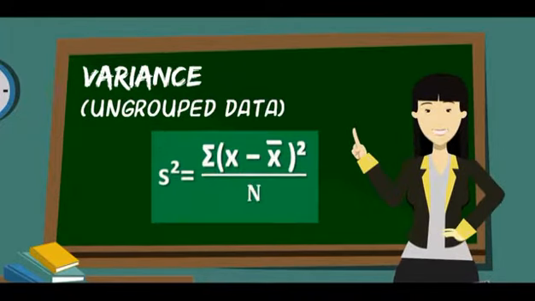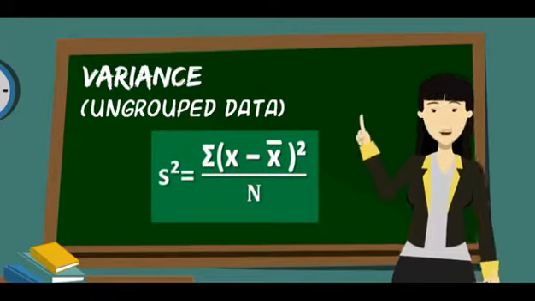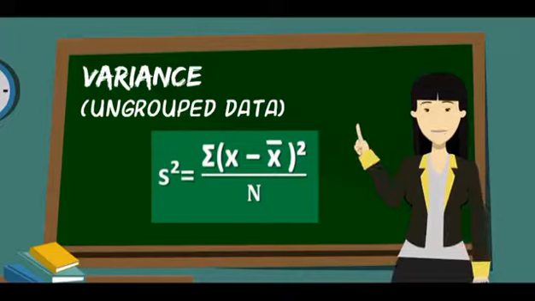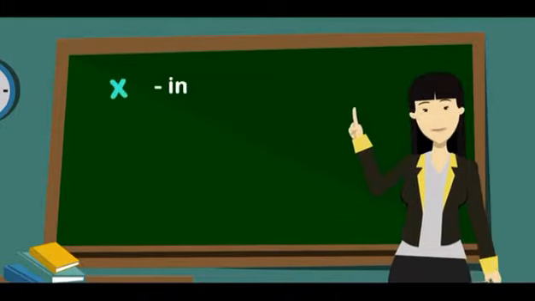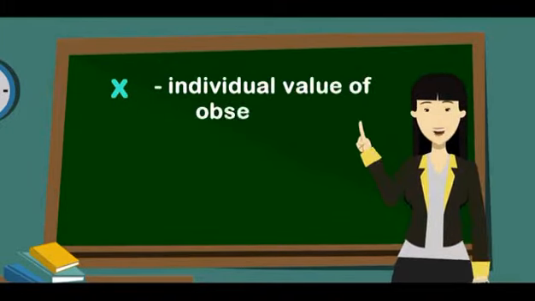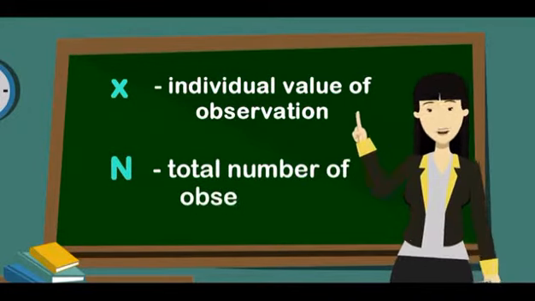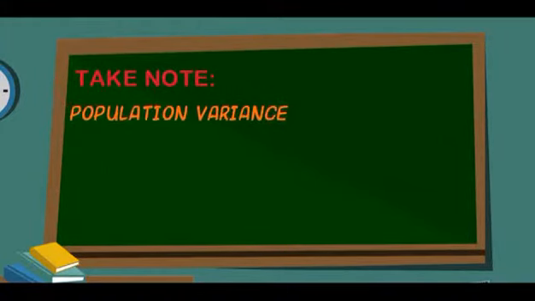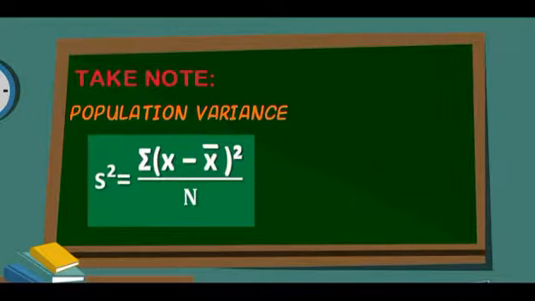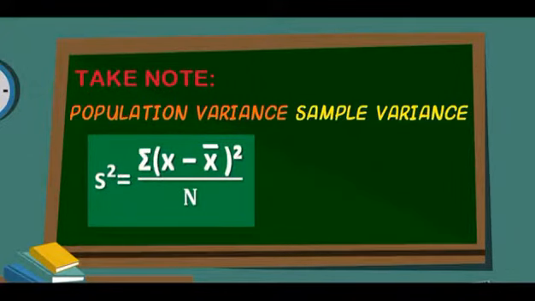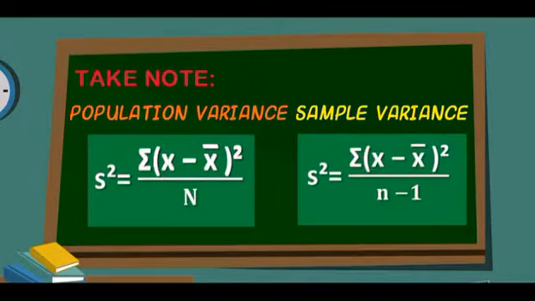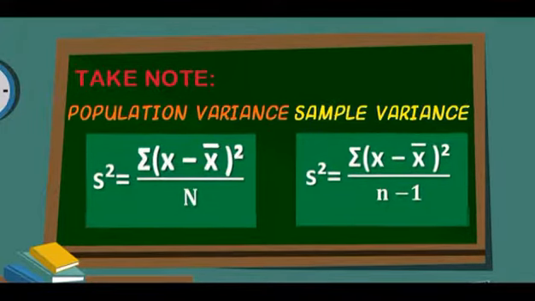The formula of the variance for ungrouped data is S squared equals the summation of the squared deviations of X and the mean, all over N, wherein X is the individual value of observation and N is the total number of observations in the data. Take note, the uppercase N is only used as a denominator when calculating the whole population, while N minus 1 is used as a denominator when calculating the sample variance.